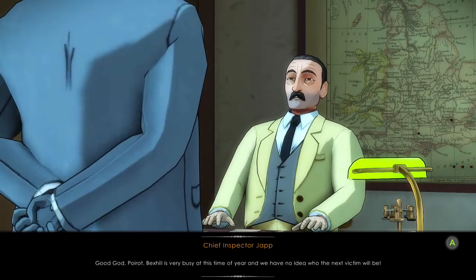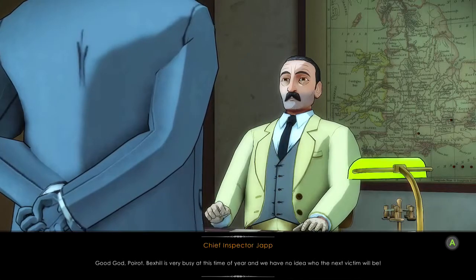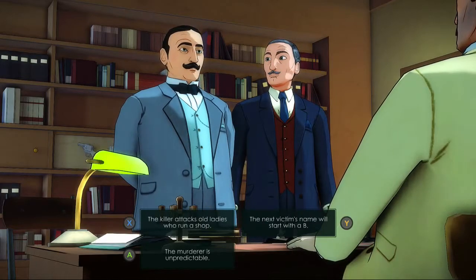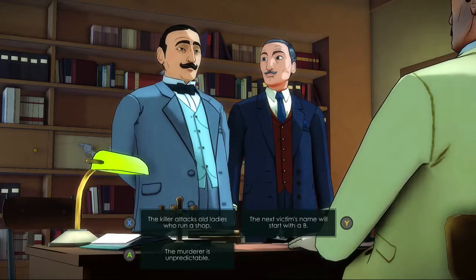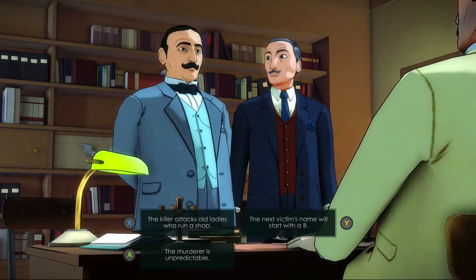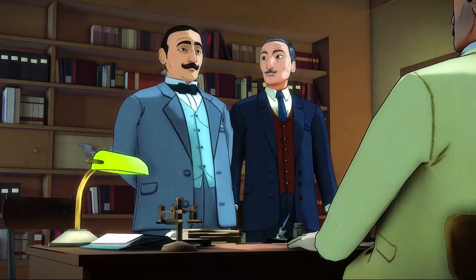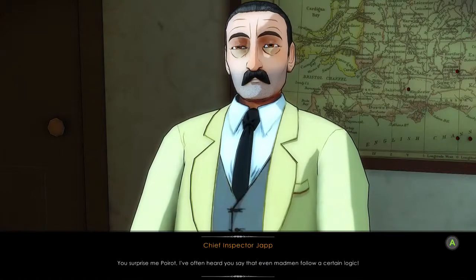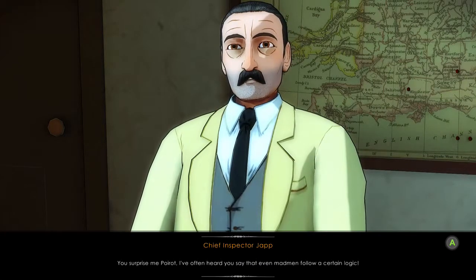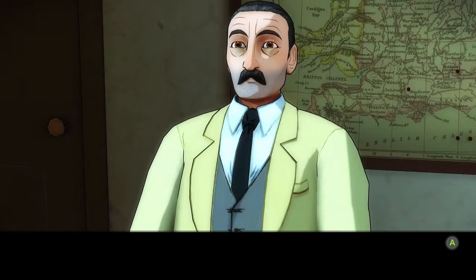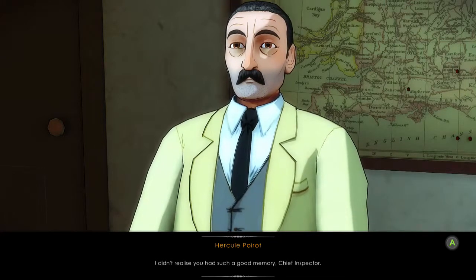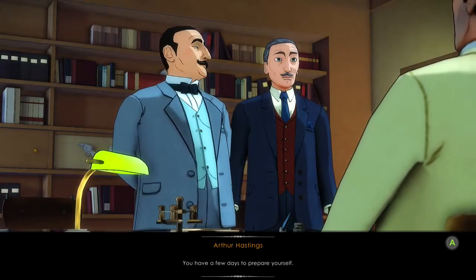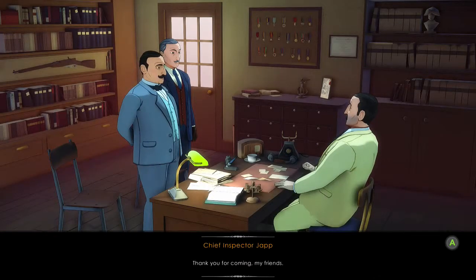Good God, Poirot. Bexhill is very busy at this time of year, and we have no idea who the next victim will be. The killer attacks old ladies who run a shop. The murderer is unpredictable. The next victim's name will start with a B. The killer is mad, so he's unpredictable. We can only hope that he will commit an error. You surprise me, Poirot. I've often heard you say that even madmen follow a certain logic. I didn't realize you had such a good memory, Chief Inspector. Bien, we should leave you to work, Chief Inspector. You have a few days to prepare yourself. Thank you for coming, my friends.